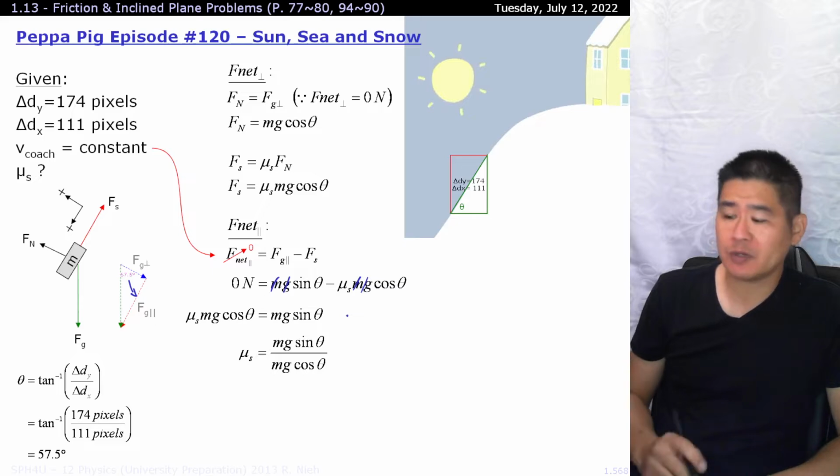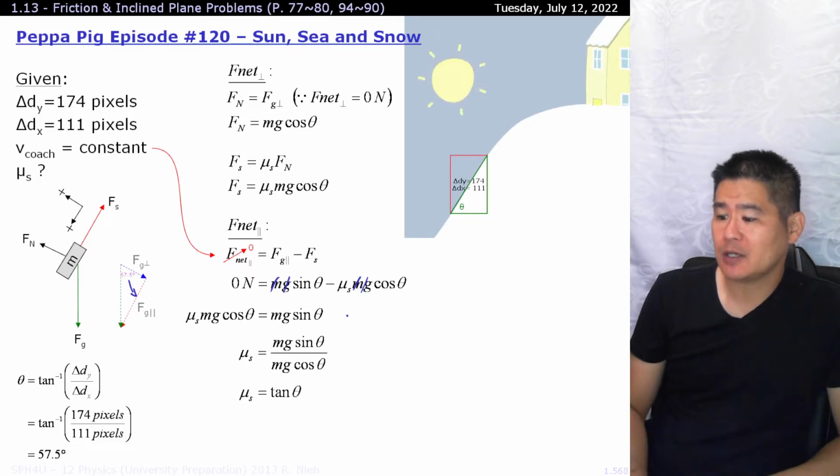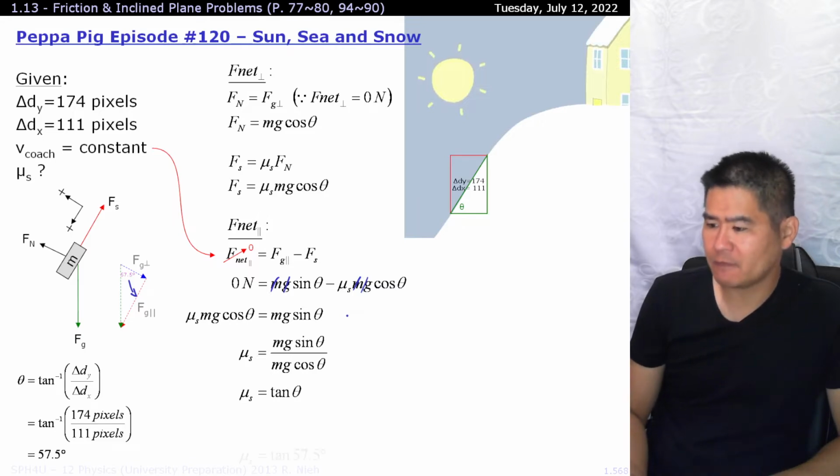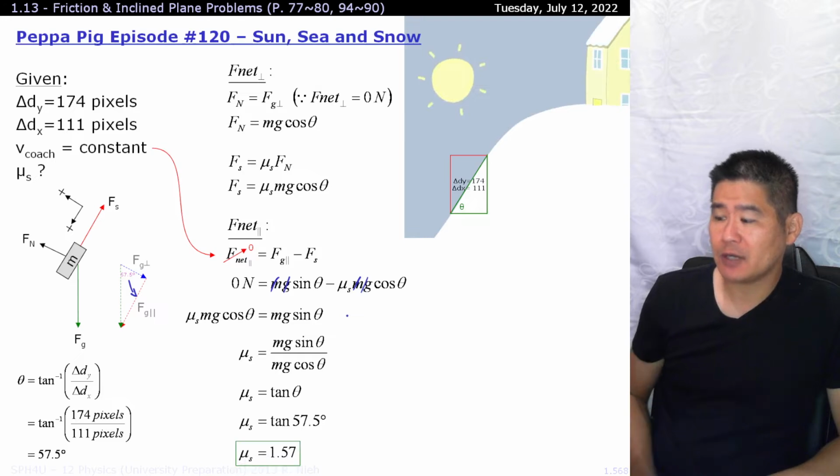And as I've proven in a previous episode, sine of theta over cosine of theta has the same meaning as tan of theta. So if we do the tan of 57.5 degrees, then we can find out that the coefficient that's necessary to make this happen has to be well above 1. So that's the amount of friction that the tires must have in order for the coach to go all the way up the hill.